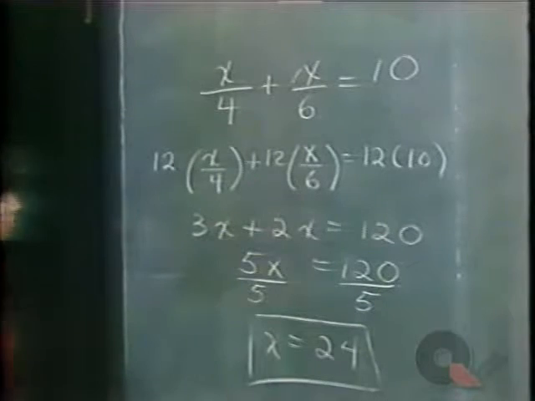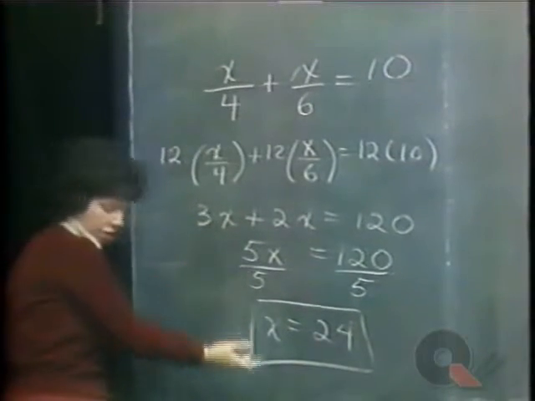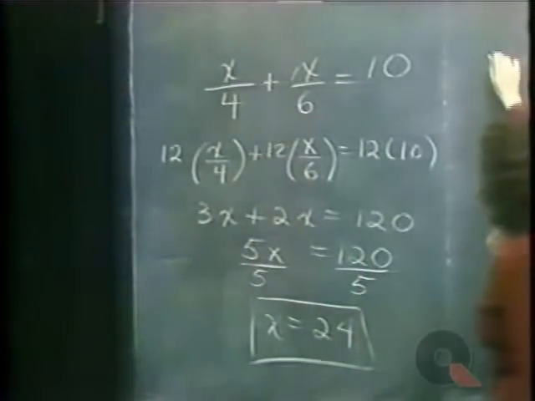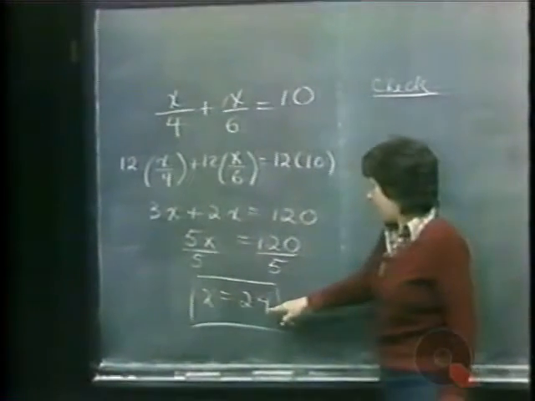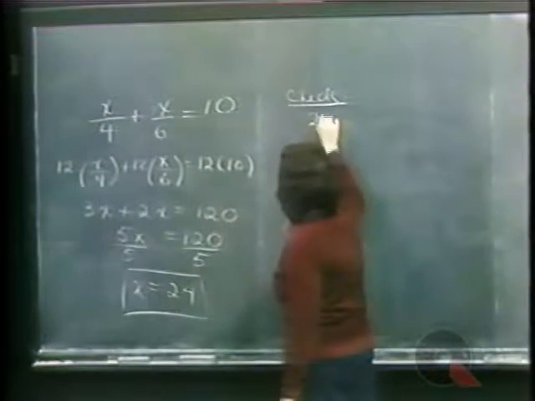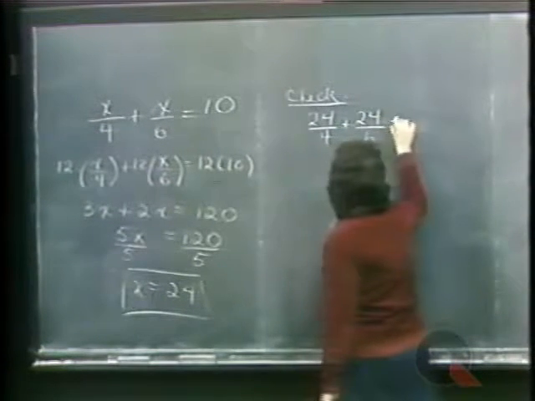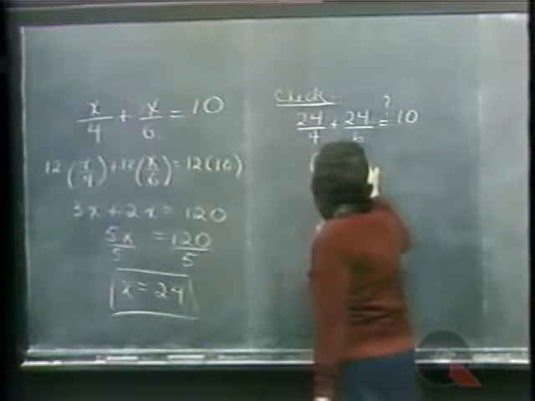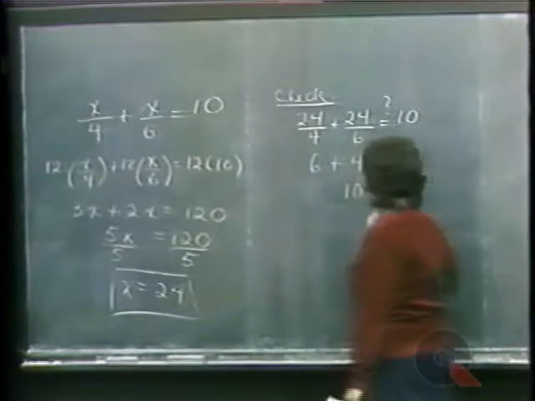Let's check our answer, and as always, we go back to the original equation, not any simplified version of it. You could have made a mistake in simplifying, so you always go back to the original equation. We let x equal 24 in the original equation, and we hope that it's going to check out. 24 over 4 plus 24 over 6 should be equal to 10. 6 plus 4 should be equal to 10, of course. 10 is equal to 10. It checks out.